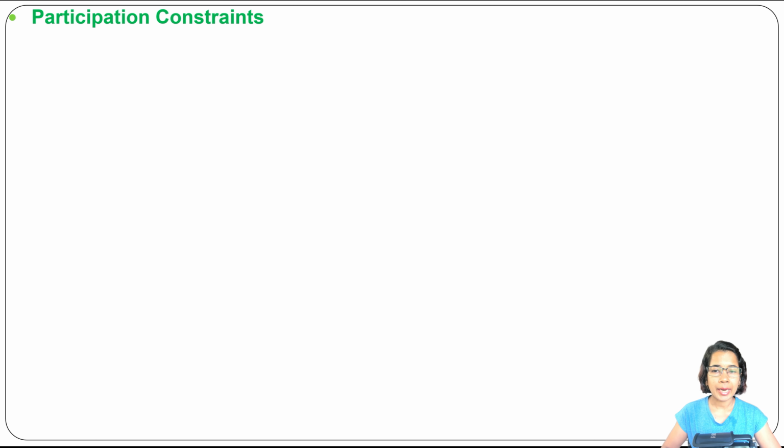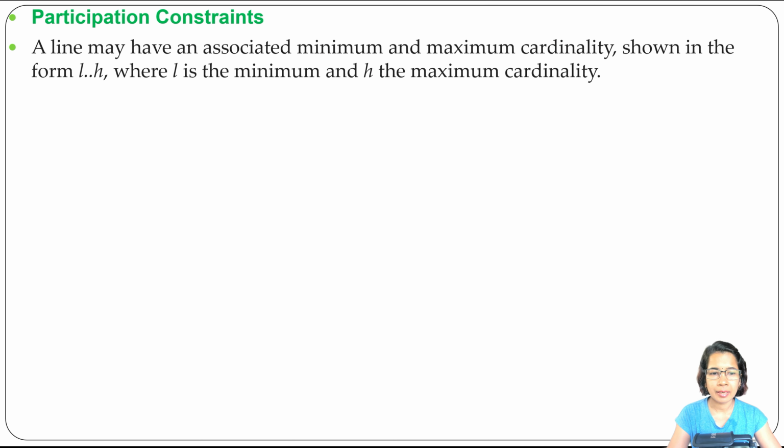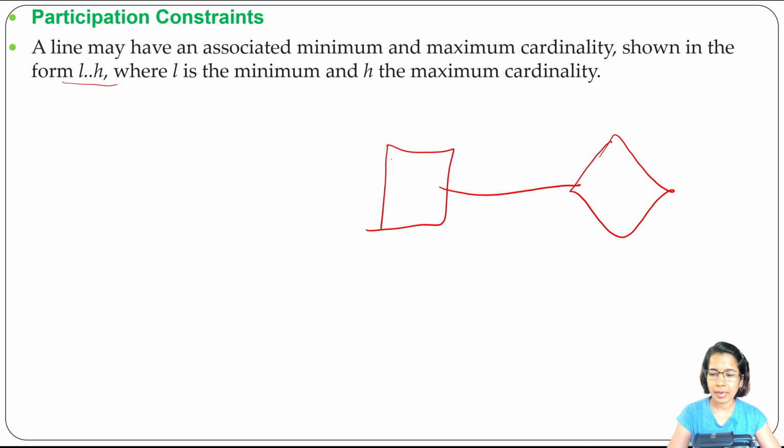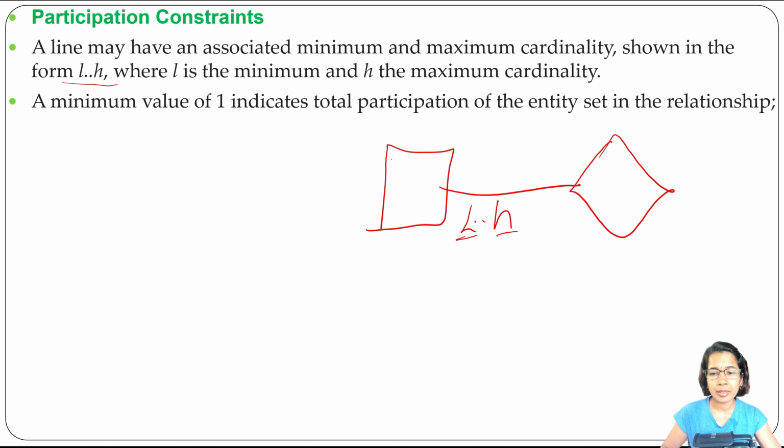We can also write minimum and maximum range in the line that connects a relationship with the entity sets. So the minimum and maximum cardinality that we can show as L and H. L for minimum, that is low, and H for maximum, that is the highest. We can write L and H here. L is for lower limit, H for higher limit. And if L equals 1, it means it's a total participation. Every entity of this entity set is participating in the relationship.